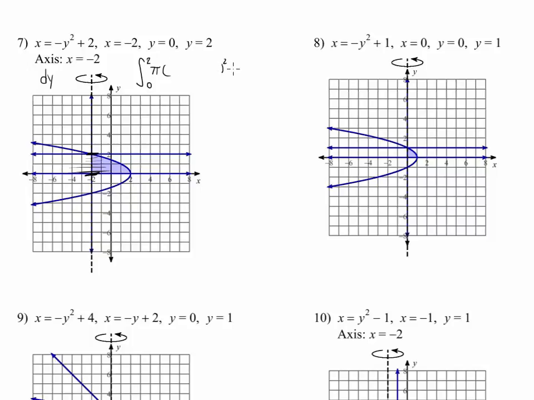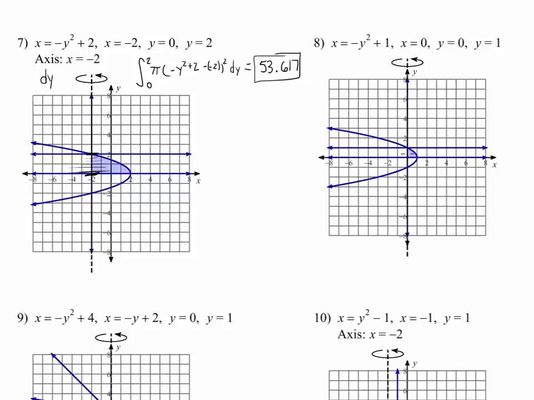Pi r squared dy. Our outside edge is -y squared plus 2. Our inside edge, so our axis, so minus our axis, which is a -2. So minus a -2, so that's going to become plus 2. -y squared plus 4. Okay. Anyways, type that into your calculator, and sure enough, you get 53.617. Okay, let's look at problem number 8.